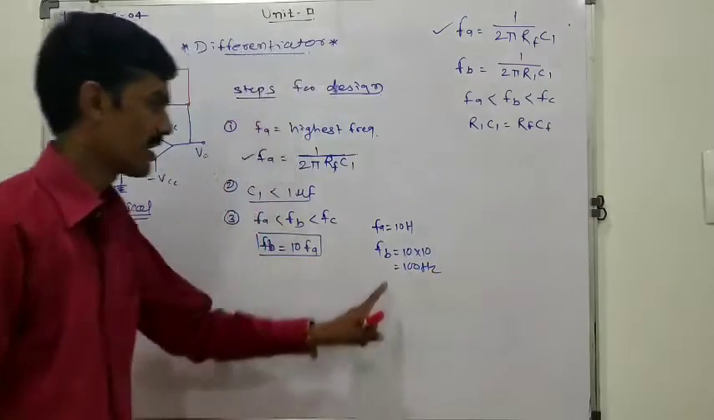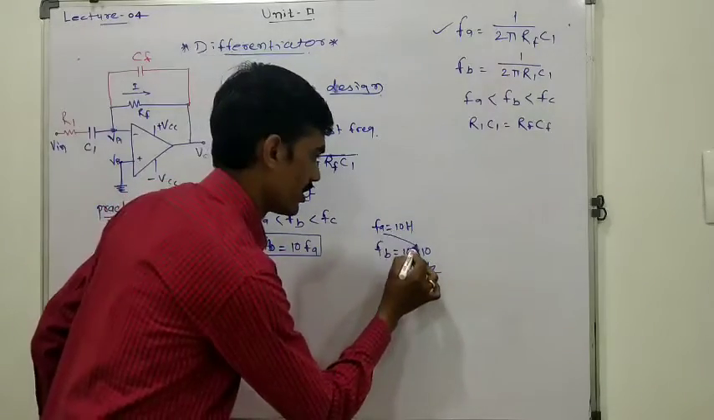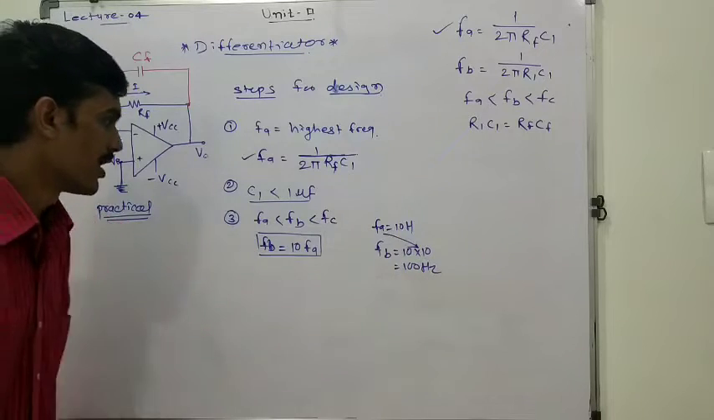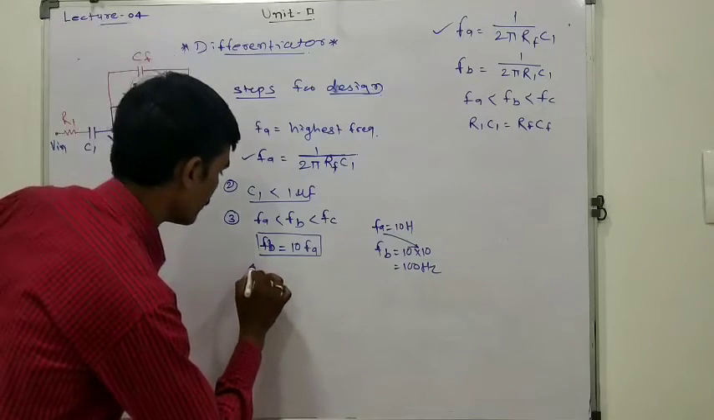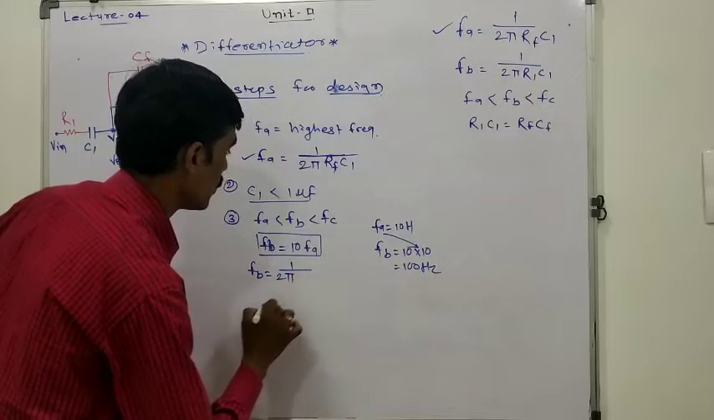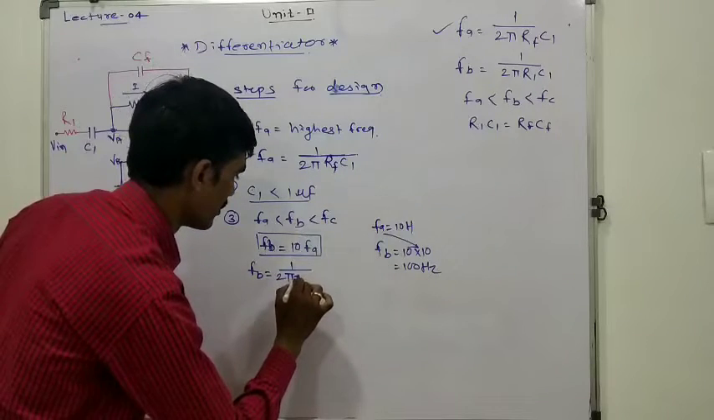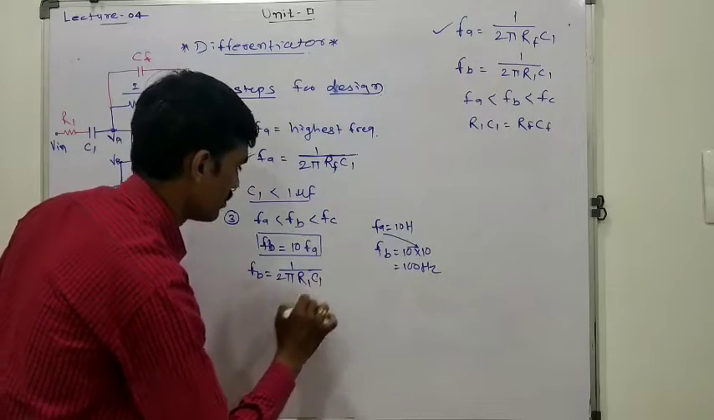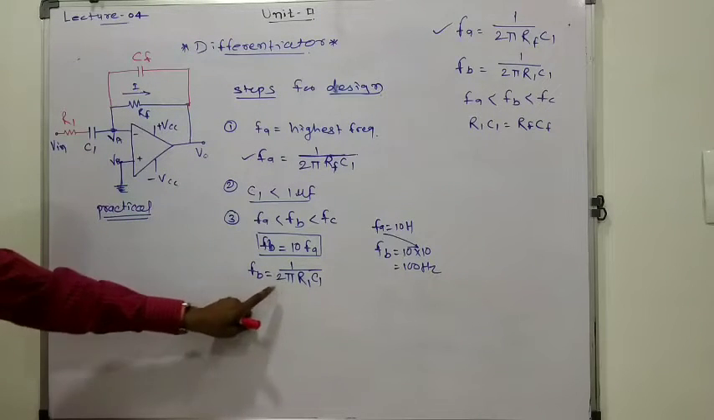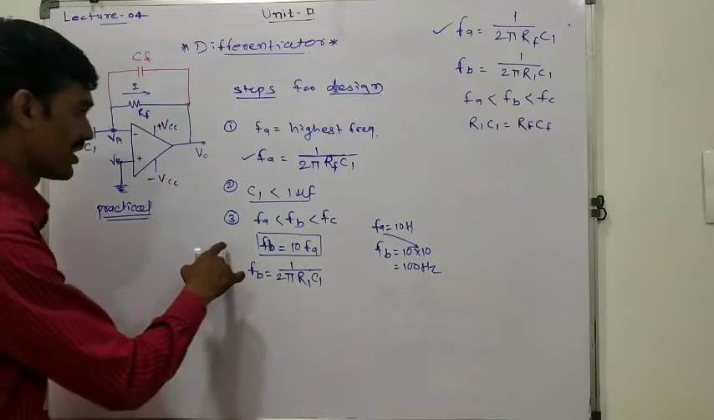This is nothing but a simple example that FB is 10 times FA. So FB will be 10 into FA, so we get FB is equal to 100. Now the formula for FB is 1 upon 2 pi, and we just replace this RF by R1 into C1. So the formula for FB is 1 upon 2 pi R1 C1. Now this is the third stage.